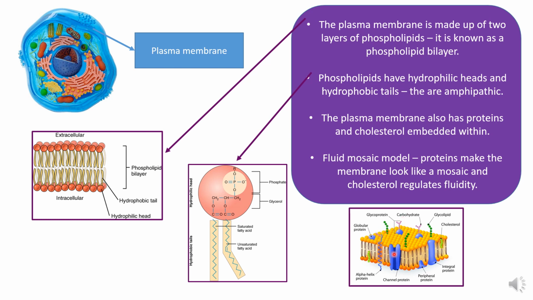So if you look at just this section here, you've got all of the yellow phospholipid heads and then these embedded proteins which make it look like a mosaic. And it's called the fluid mosaic model because you have cholesterol within the membrane, and the cholesterol within the membrane regulates fluidity, so the membrane is said to be fluid.